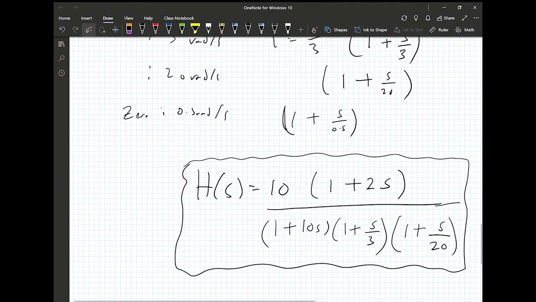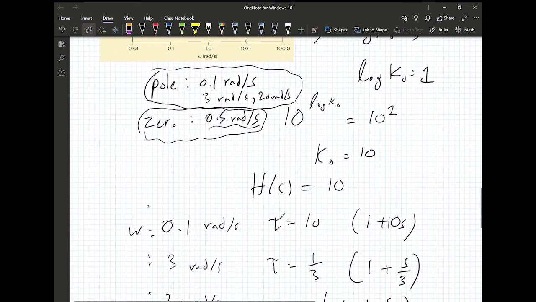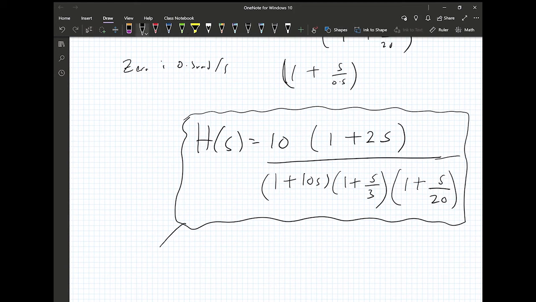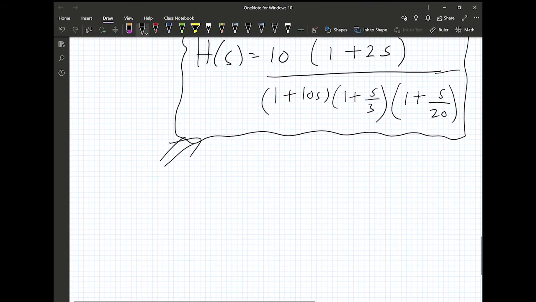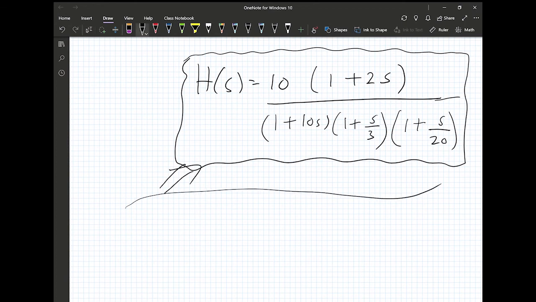Notice we don't need the phase to determine the transfer function. We could determine that information from either the phase or the magnitude. The magnitude by itself is enough for us to determine the transfer function. Okay, so with this, this is the material I want to cover in this chapter.